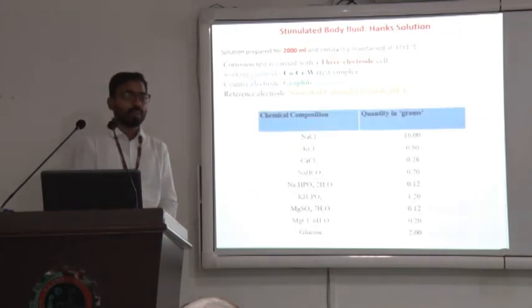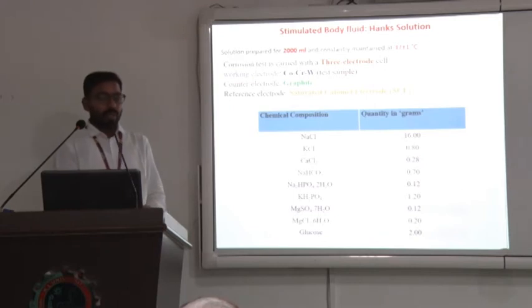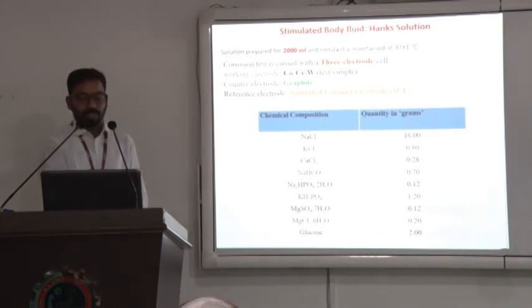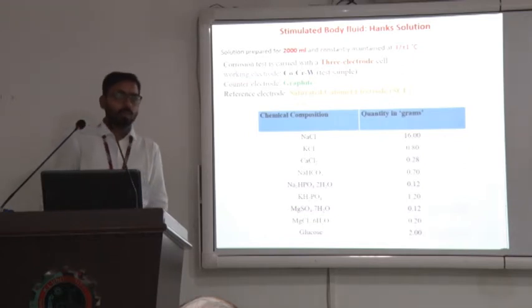Commonly used in medical applications for body fluid is Hank's solution. Hank's solution is prepared from these chemical compositions: sodium chloride, potassium chloride, CaCl2, NaHCO3, and some magnesium chloride and glucose. And we have selected corrosion equipment with a three electrode cell. The working electrode is cobalt, chrome and tungsten, that is the test sample. The counter electrode is graphite. The reference electrode is a saturated calomel electrode.